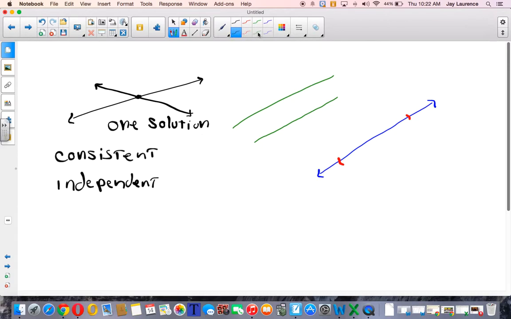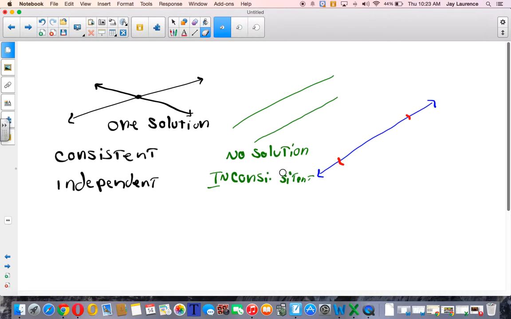In this situation, these lines are parallel, so there is no solution. This does not have any solution, so we call it an inconsistent system. It's inconsistent because the lines will never cross in flatland, in two-dimensional geometry. I'm not sure what I just spelled there. Sorry about that, I'm thinking too much as I write. Inconsistent. That looks a little bit better. So a parallel set is no solution, and it's an inconsistent system because there is no solution.